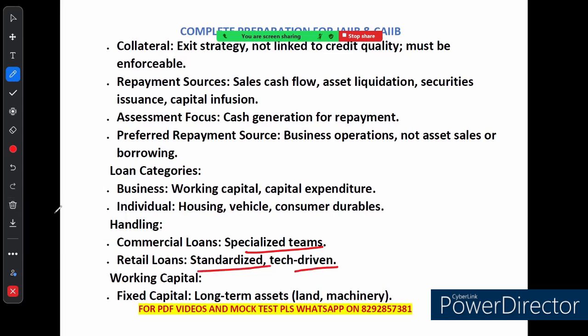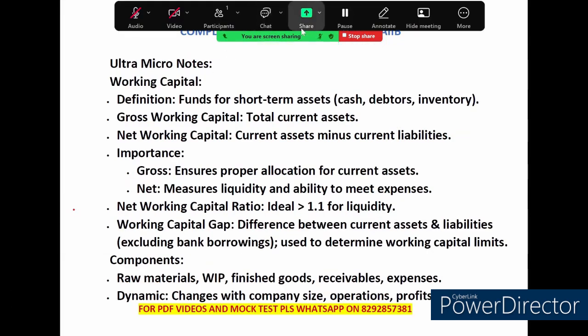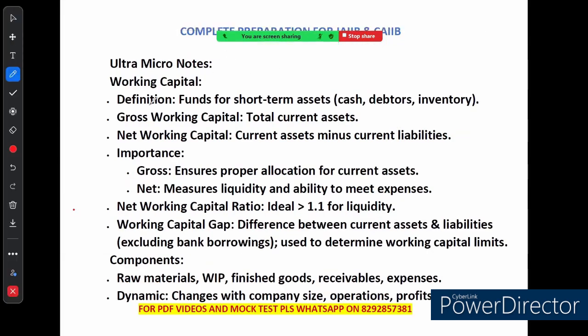Now let's talk about working capital. Let's dive into working capital, which is basically the money a business needs to cover its everyday costs, like buying raw materials, paying salaries, and stocking inventory, right? You know about working capital. What is the meaning of working capital? Now there is some terminology you need to keep in mind. The first thing is gross working capital. So what does gross working capital mean?